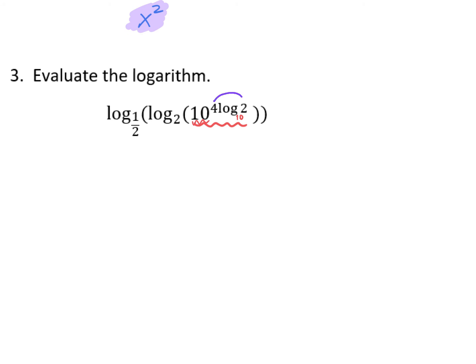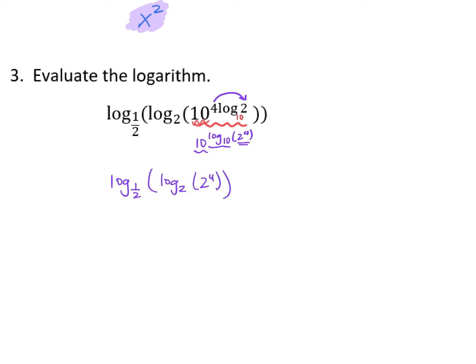First, I got to move that 4 up to the exponent position inside the argument. So this is going to be 10 raised to the power of log base 10 of 2 to the 4th power, which these two are going to simplify out. They're going to undo each other, and we're going to be left with just 2 to the 4th power. So I have log base 1/2 of log base 2 of 2 to the 4th.